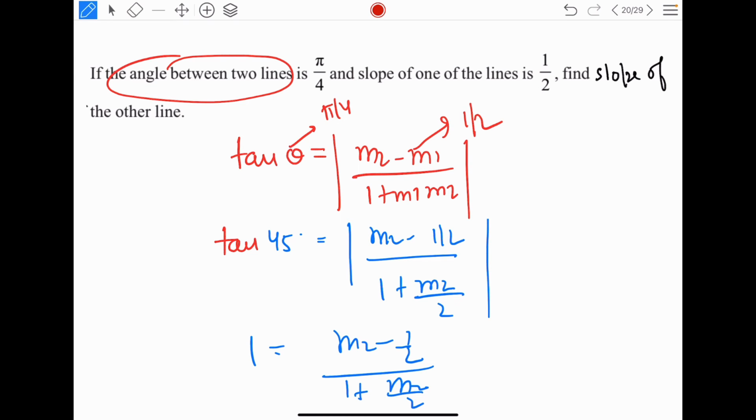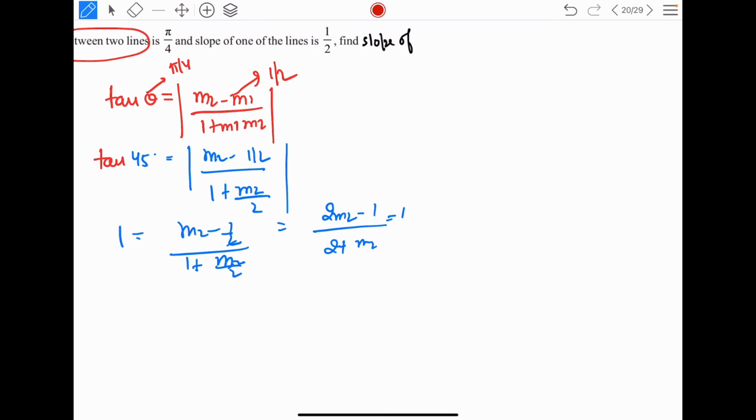Now take the LCM of 2 and 2, which will get cancelled. So this will be 2m2 minus 1 upon 2 plus m2 is equal to 1. Alright, so 2m2 minus 1 is equal to 2 plus m2. We bring the m2 here. So 2m2 minus m2, that is m2, is equal to 2 plus 1, that is 3. So your slope is 3.